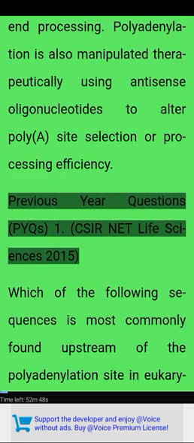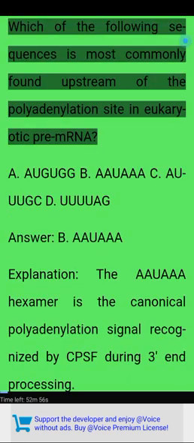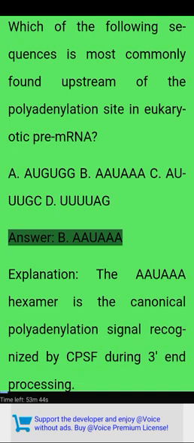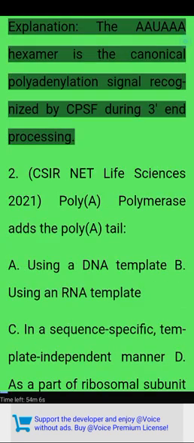Previous year questions, PYQs. 1. CSIR NET Life Sciences 2015. Which of the following sequences is most commonly found upstream of the polyadenylation site in eukaryotic pre-mRNA? A. AUGUGG, B. AAUAAA, C. AUUUGC, D. UUUAG. Answer: B, AAUAAA. Explanation: The AAUAAA hexamer is the canonical polyadenylation signal recognized by CPSF during 3' end processing.